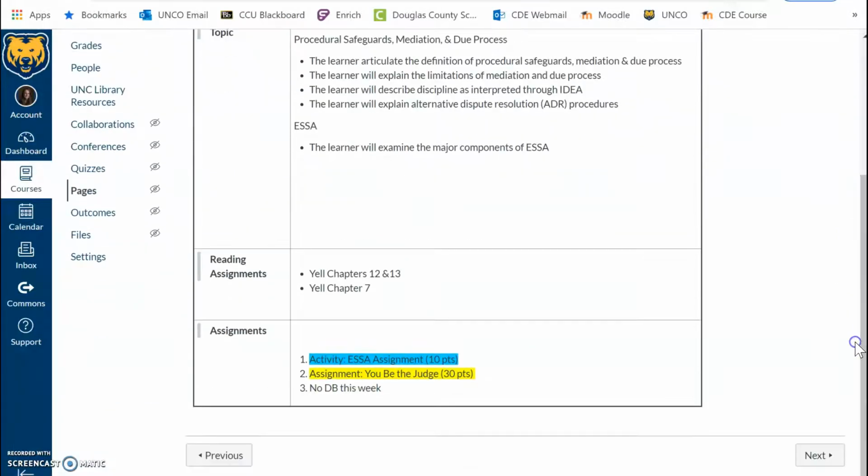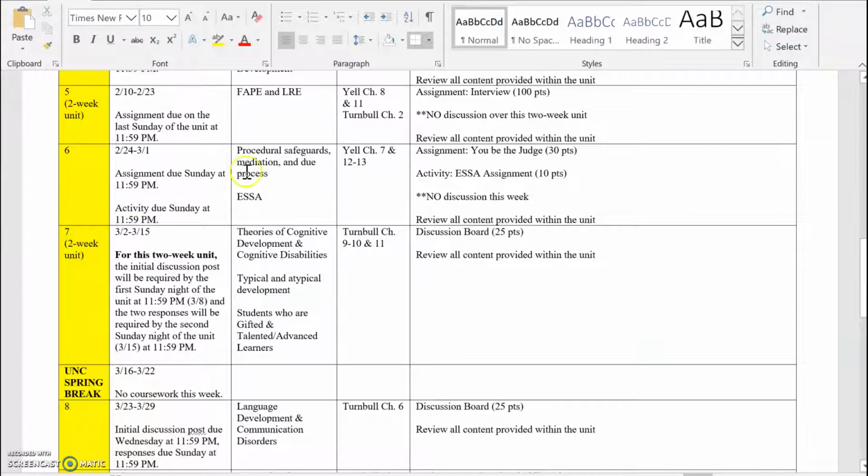Take a look at the course schedule, and you'll see for Unit 6, we have two different assignments due at the end of the unit, and this is a 1-week unit. So these will be due on the final Sunday of our unit at 11:59 p.m., that last day of the unit.